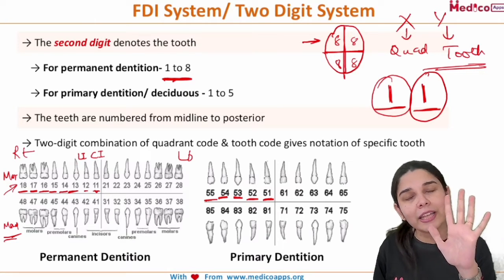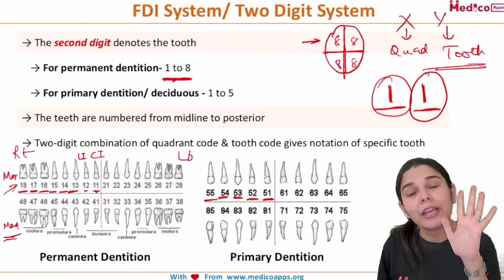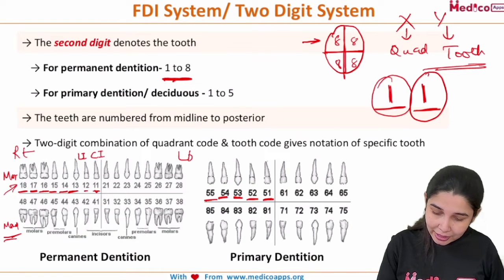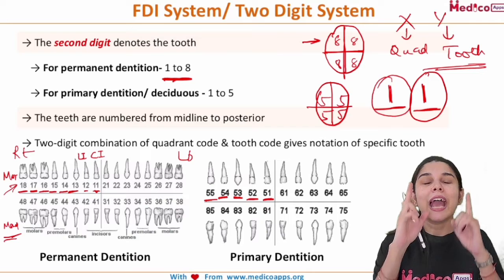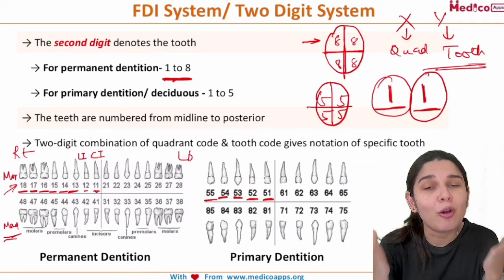So how many teeth are there in the deciduous dentition in one quadrant? There are 5 teeth present in the deciduous dentition. That means we have 20 teeth in the deciduous dentition, and if we divide it into 4, how many teeth will be there?